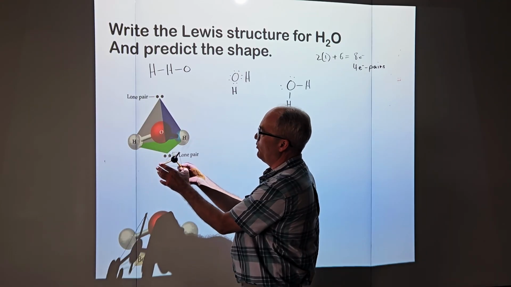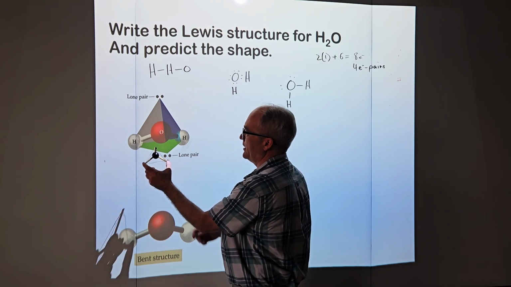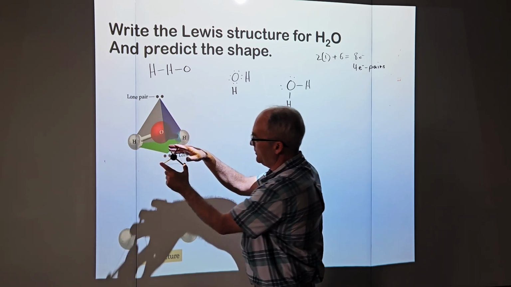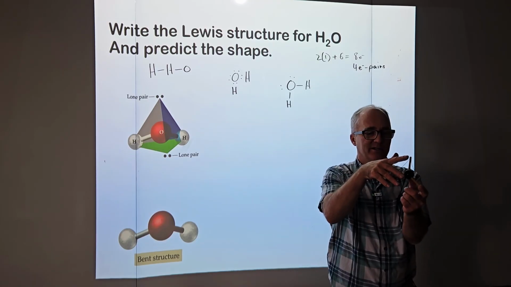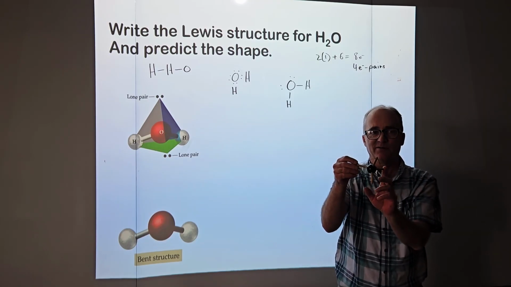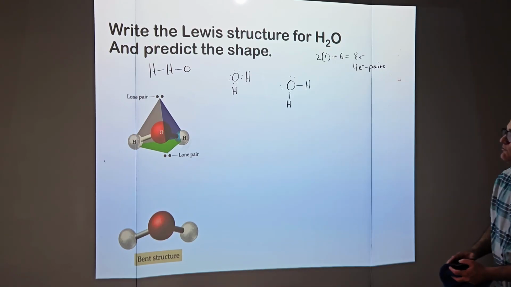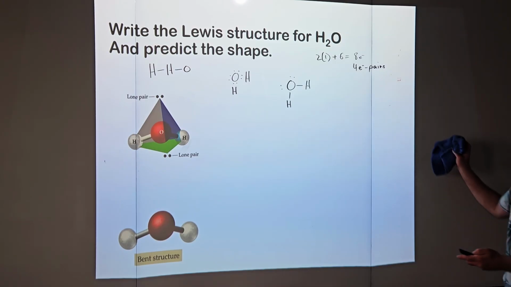So at the points of this tetrahedral, I've got bonding groups, 2 hydrogens there, and here I have the lone pair. All these electron domains want to get as far apart from one another as possible, and that's why we get this shape. Any questions on the Lewis structure for water?